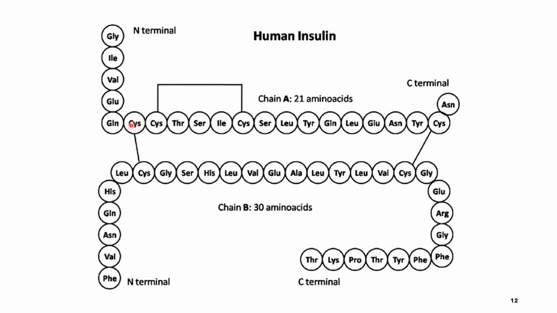So we have here the first interchain disulfide bridge between 2 cysteines from the chain A and B. So we have here the disulfide bridge forming from A7 and B7. We also have another interchain disulfide bridge between 2 cysteines at A20 and B19. One forms an intra-chain cysteine at A6 and A11.